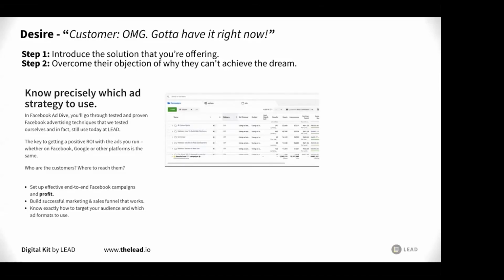So for example, in our landing page, what we do is we introduce a solution. We say, hey, in the Facebook Ad Dive course, you will learn tested and proven Facebook advertising techniques that we tested ourselves. And then we overcome their objections. I've not pasted the objection part here, but it's down here somewhere, right? Why do they think that they can't actually achieve this dream? We push it out. So they'll feel like, oh, this person who built this landing page is talking precisely to me.